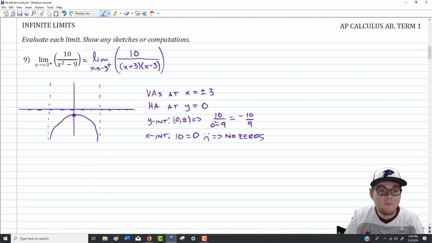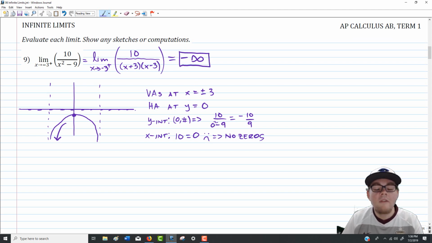We were asked for the limit as x approaches negative 3 from the right side. As x approaches negative 3 from the right side, we get negative infinity. So in fact, there is the limit that we were looking for. We don't even have to go any further. Oops. If you're interested, though, in figuring out how to graph the other portions of this graph, there are a couple different ways to get there.